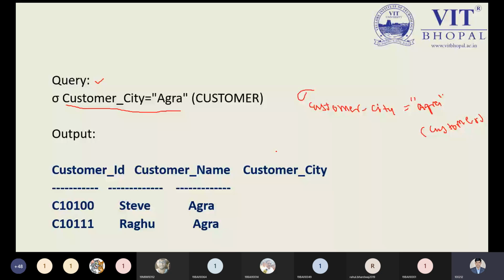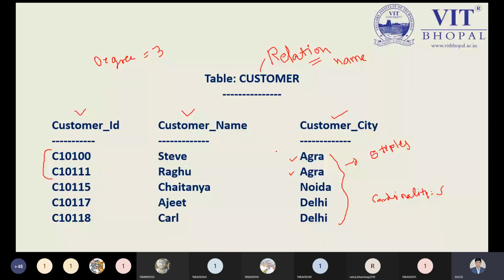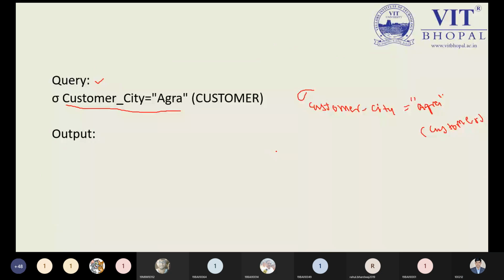Okay. Suppose I have a second query from this point. I want to select the names of those customers who belong to Noida city and Delhi city. Then how will we write this query? Can anyone tell me how we will write this query? Don't think about the union right now. Just think about only select one.